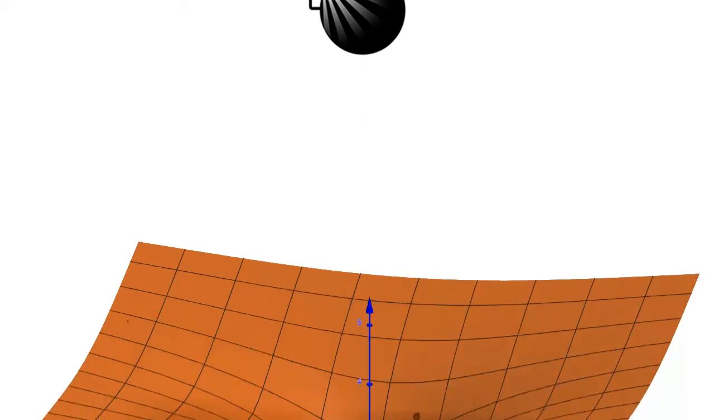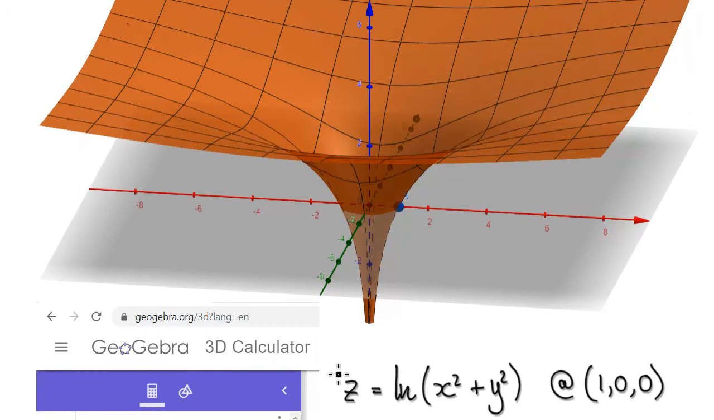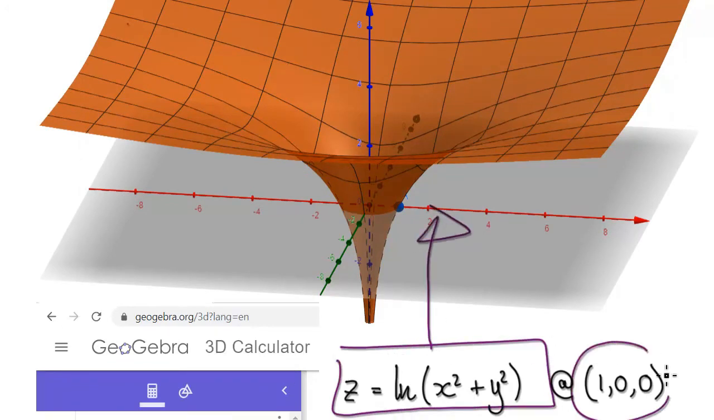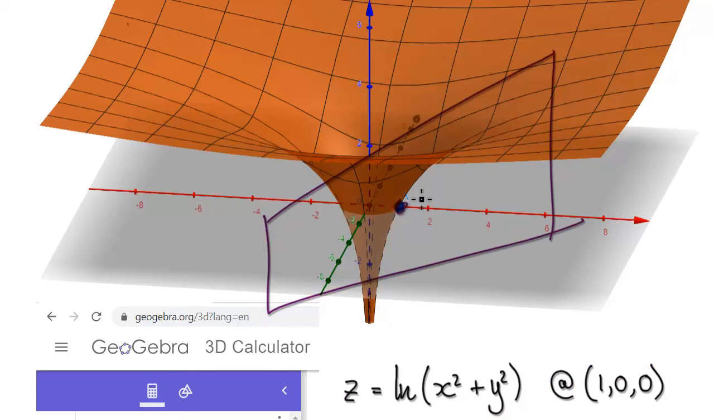In this video, we're going to come up with the tangent plane for a given surface. So this is our surface, at this given point, this blue dot here. Our job is to come up with the equation of the tangent plane that just touches this point here.